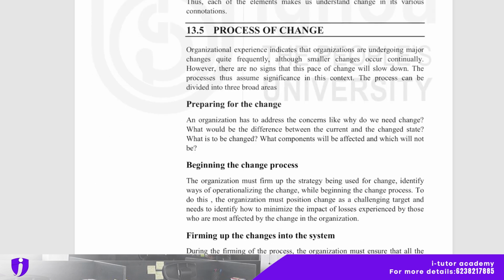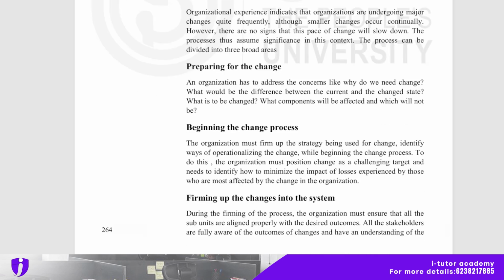Organizational experience indicate that organizations are undergoing major changes quite frequently. Although smaller changes occur continually, however, there are no signs that this pace of change will slow down. The process thus assumes significance in the context. The process can be divided into three broad areas. One is preparing for the change.